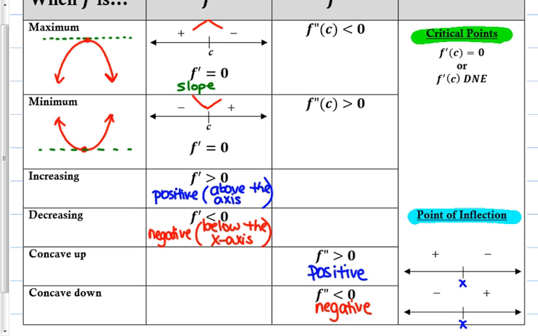Okay, so this is just an organized chart. Remember, increasing, we're going like this because we read graphs from left to right, and decreasing, we're going like this. Associate increasing with being positive, and associate decreasing with being negative. That'll help. And then again, concave up looks like a happy face, and concave down looks like a frowny face, right? Also, associate concave up with positive, and concave down with negative. A happy face is positive, and a frowny face is negative.